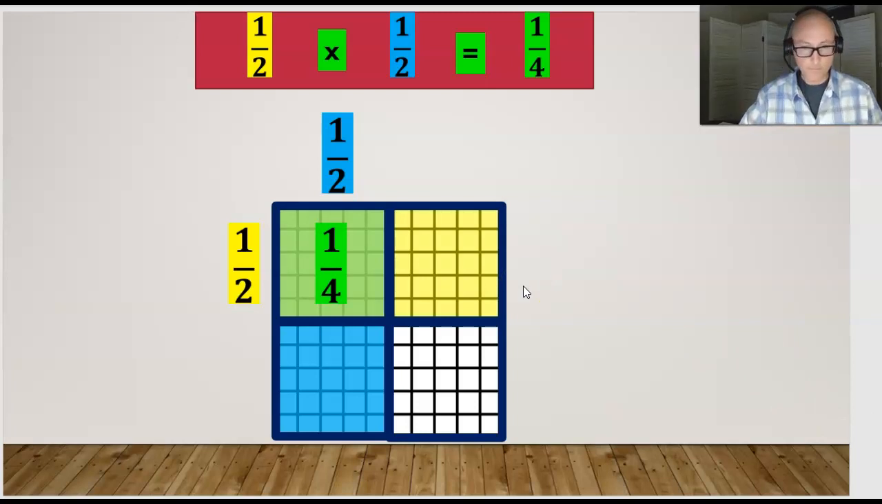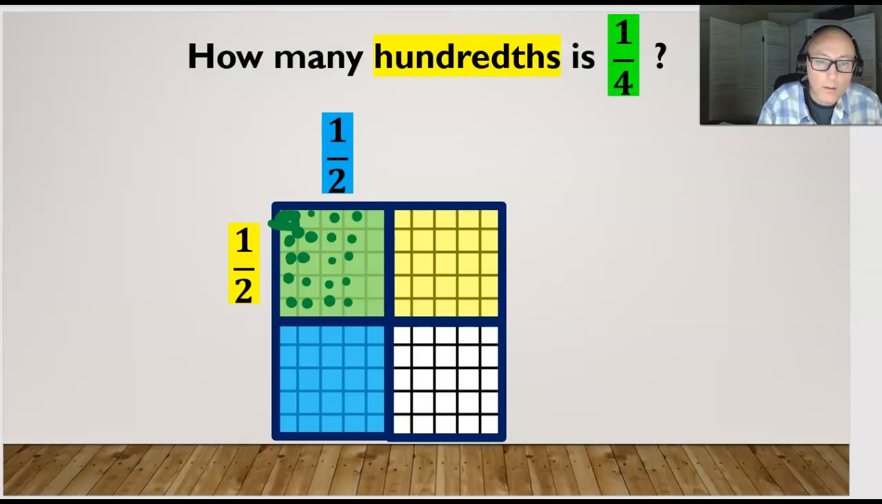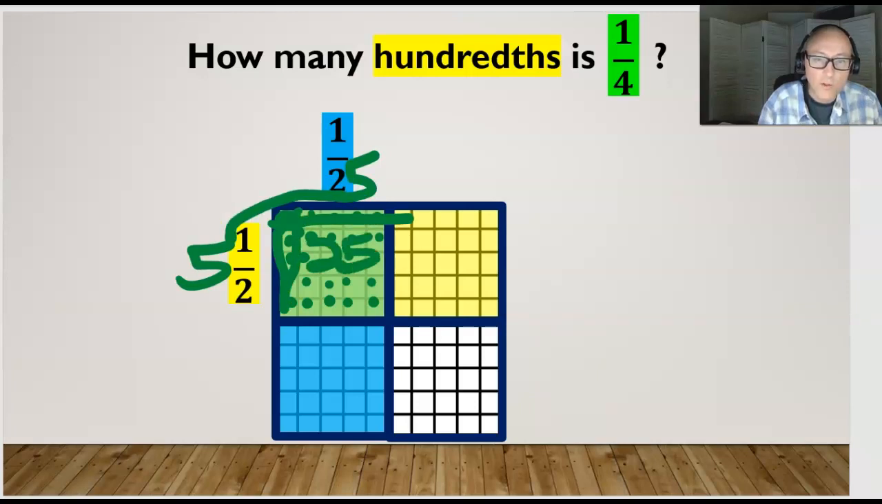And there's our 1/4. How many hundredths is 1/4? So if we look in this box, remember, a hundredth is just one of these little tiny boxes, like here. How many of those do we have? Well, there's one, two, three, four, five in that column. Six, seven, eight, nine, ten. There's five more. There's five in each column. 15, 20, 25. Oh, I just thought of this. There's five on this side and five on this side. If you do that, you can do 5 times 5 is 25. 25 what though?